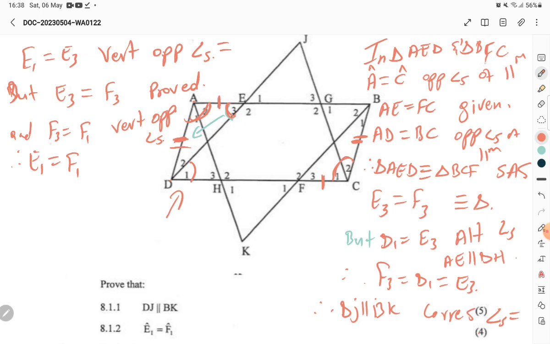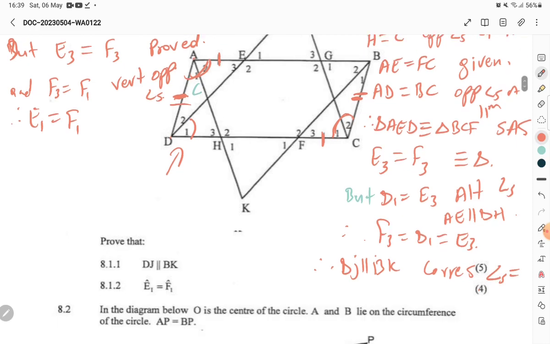So because of that kind of thing, right? Now, we are done with 8.1.2. So let's get into another question.